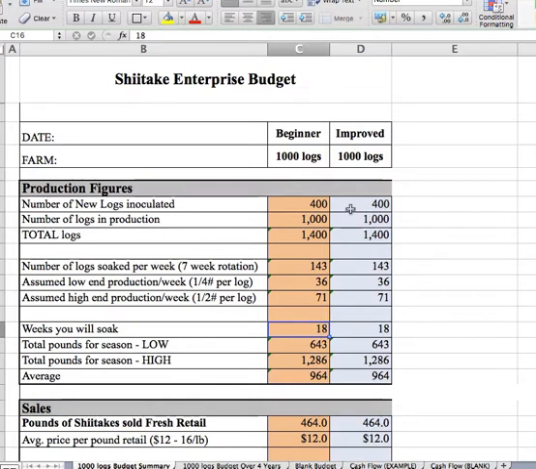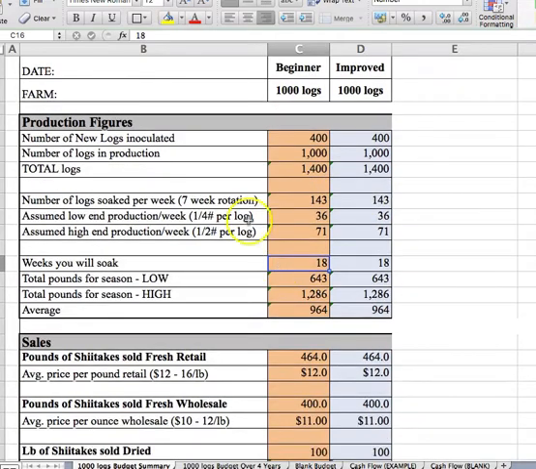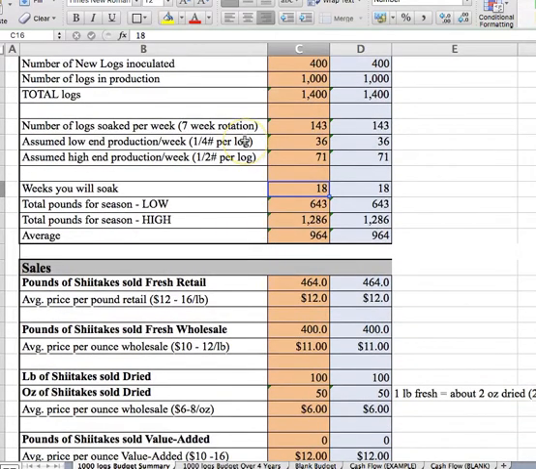And then the average that we're talking about. So that gives you some projections. What I've found over time by collecting information is that we tend to average about 1/3 of a pound per log per flush over time. That's been pretty consistent. That's right smack in the middle of our low and our high for the production. So those numbers are then transferred.